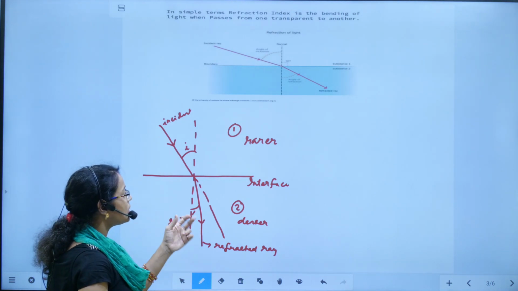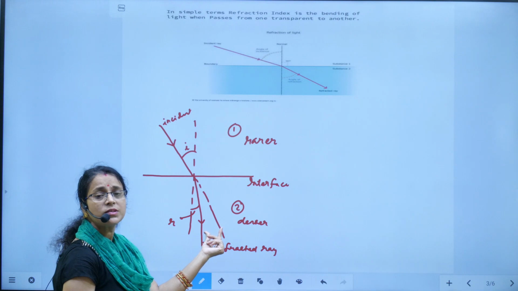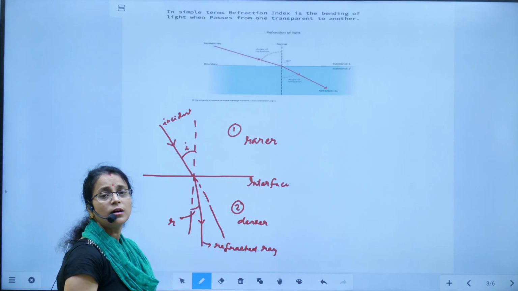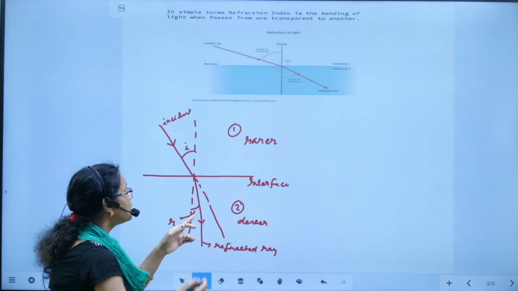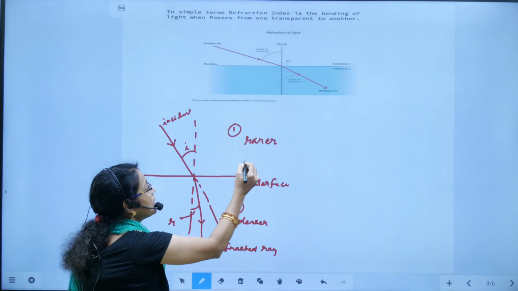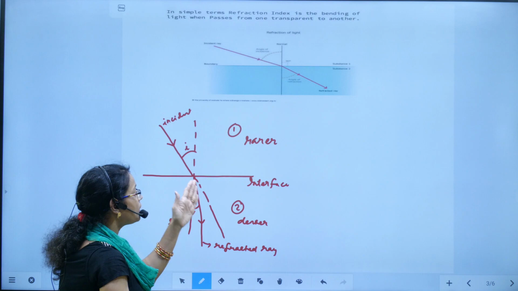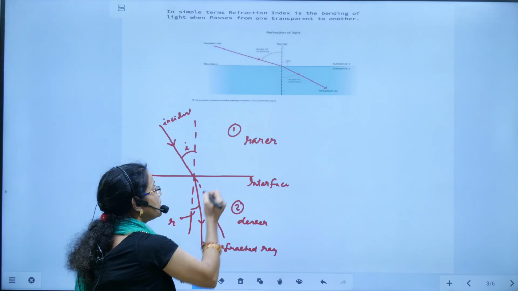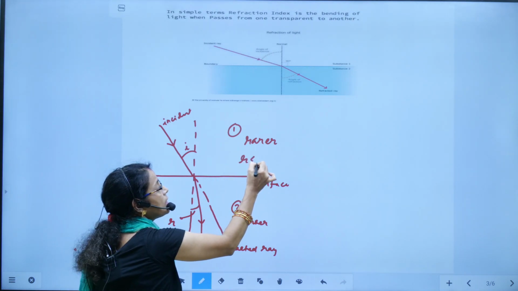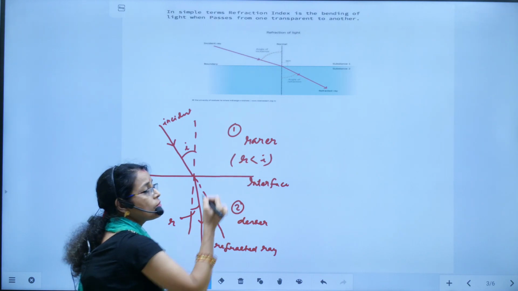As you can see here, this is the angle of deviation by which it is deviated from the original path of the ray of light. So when it travels from the rarer to the denser medium, the ray of light always bends towards the normal, and the angle of refraction is less than the angle of incidence. This is one of the cases.